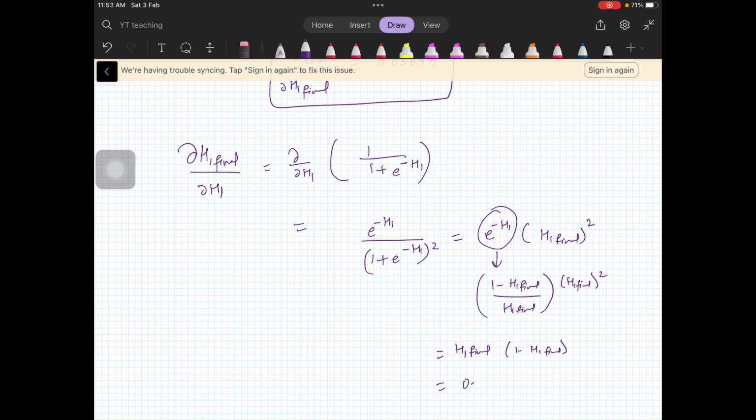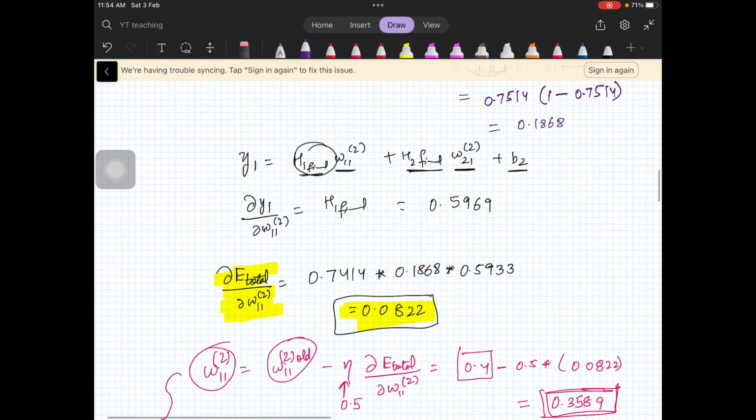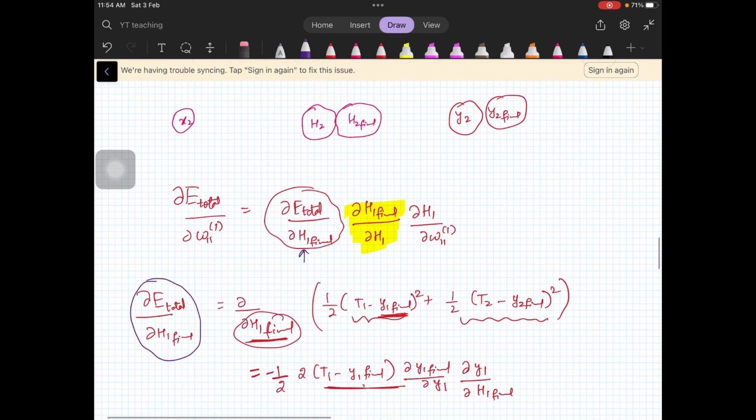the value of H1 final, 0.5933, 1 minus 0.5933, and this value would be 0.2413. So the next term was easy to calculate, right? So we just got the value for this term. This term we calculated as 0.03649, and this term we calculated as 0.24130. Okay, now let us look at the last term.